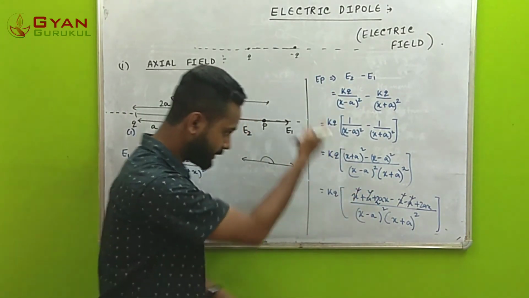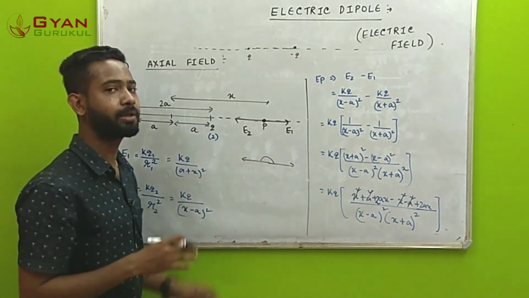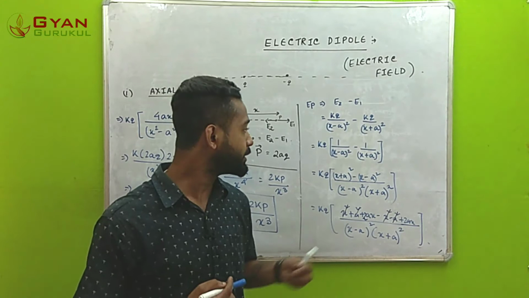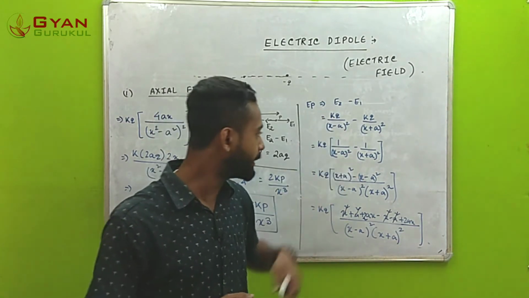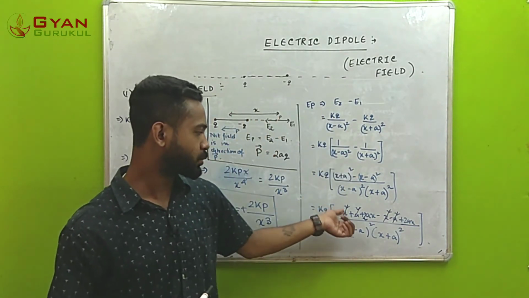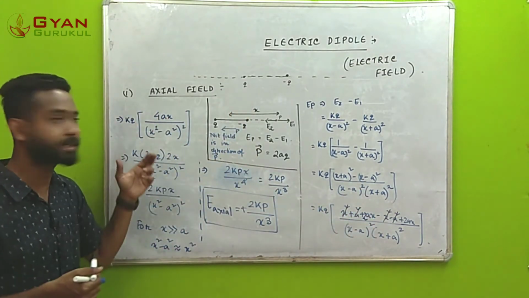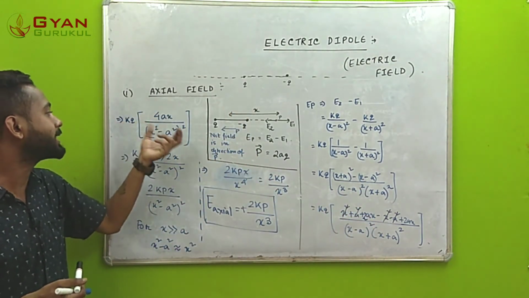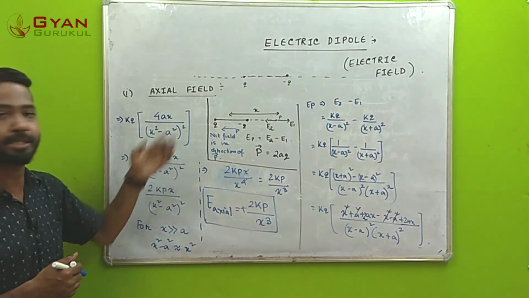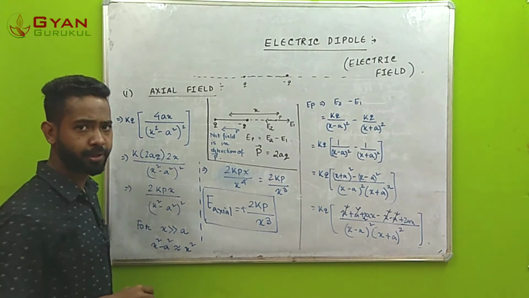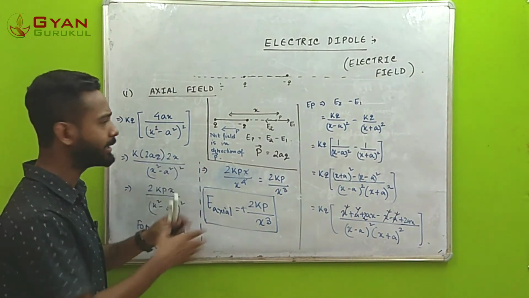Taking that further into account, let me show you what the final expression really looks like. As we simplify the expression further below, we can see here the x squares and the a squares get cancelled off, and we come to an expression like such: kq into 4ax by (x square minus a square) as a whole square. Now, I have also drawn a simple figure for a dipole here to make things a bit more understandable and clear.